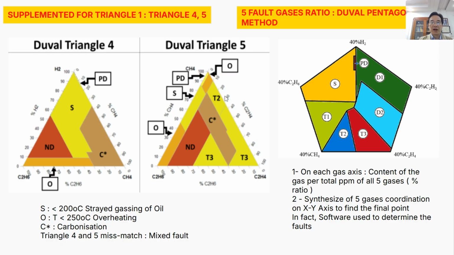Similarly, for Duval triangle number 5, we consider methane CH4. We consider ethylene C2H4, and we consider also ethane C2H6. Then similarly we plot in this triangle, and we can have more information with the specific zone.